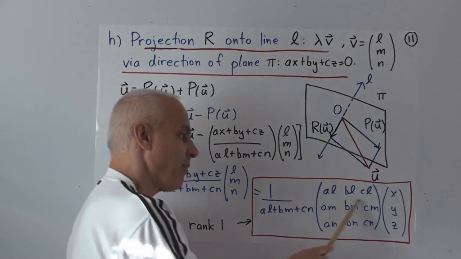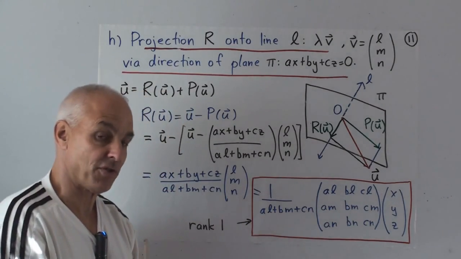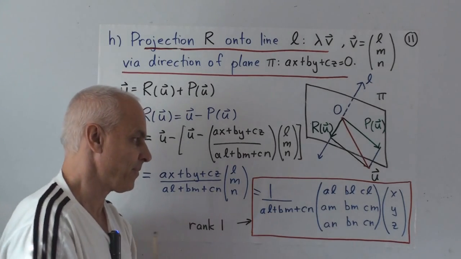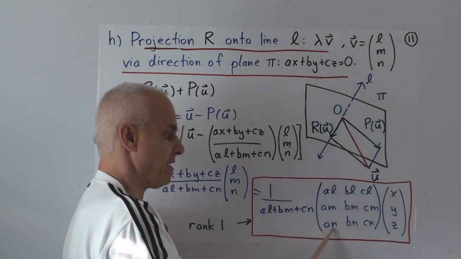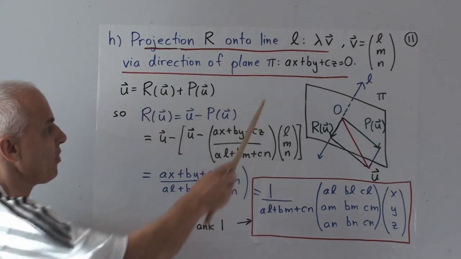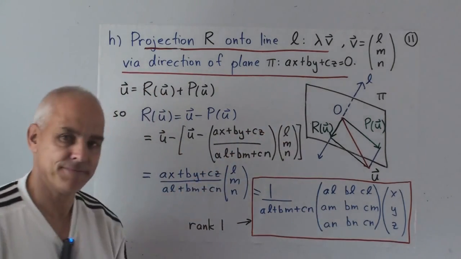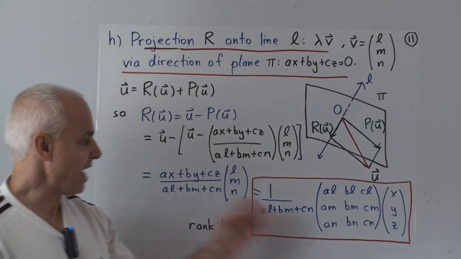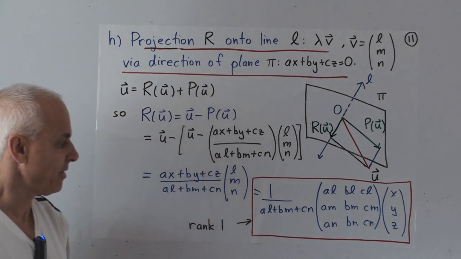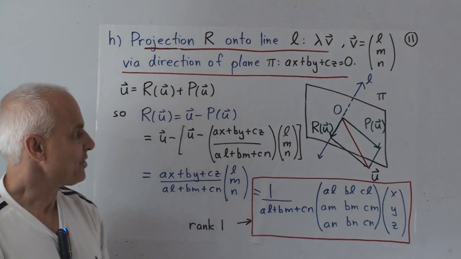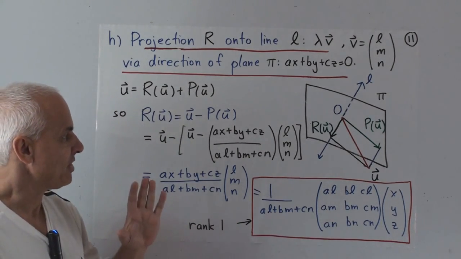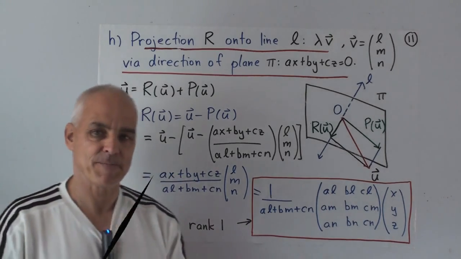And the rows are all multiples of the row vector ABC. There's L times ABC, there's M times ABC, there's N times ABC. And ABC are the coefficients of our plane. It's a rank 1 projection. It's a kind of important object. So now we've established different kinds of projections.